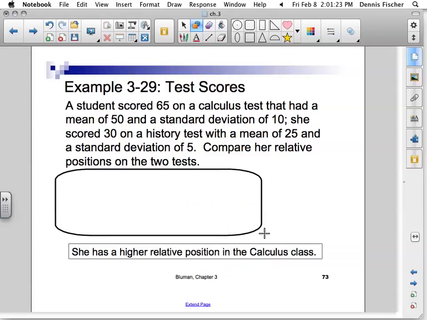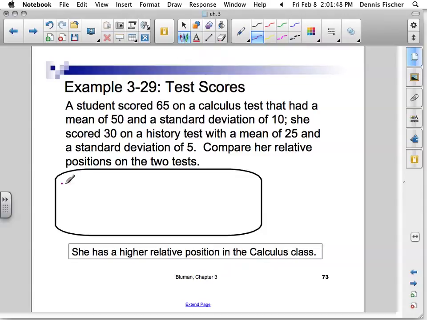A student scored 65 on a calc test that had a mean of 50 and a standard deviation of 10. She scored a 30 on the history test with a mean of 25 and a standard deviation of 5. Compare her relative positions on the 2 tests. So if you took the calc test, for example, let's just say 65 on the calc test, and the mean was 50, standard deviation of 10.